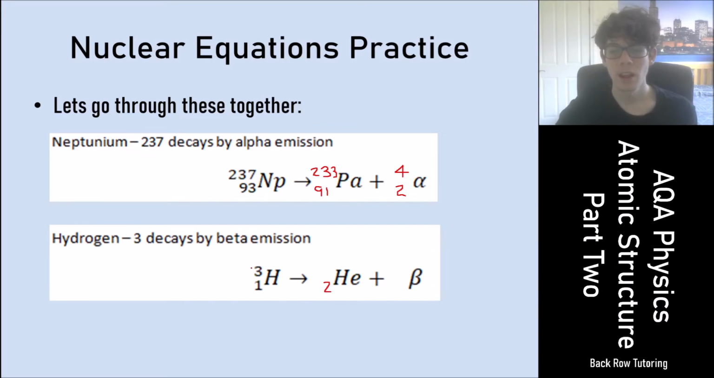When we have beta emission, our mass number stays the same because the emission of an electron gets rid of virtually no mass. So our mass number stays the same. Remember, a beta particle has an atomic number of -1 and a mass number of 0. And this makes sense because 3 plus 0 is just the same as 3, and 2 plus -1 is just the same as 1.